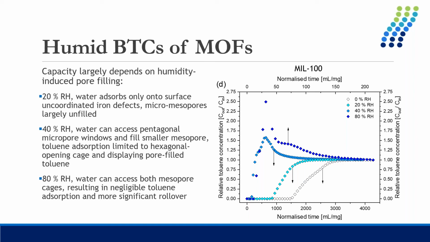When we move to 40% relative humidity, which again is when we're filling the smaller of the two mesopore apertures, water can access the pentagonal micropore windows, and it leads to displacement of toluene. So we see the concentration exceeds 1. And at 80% relative humidity, water is able to access both cages and leads to negligible toluene uptake and also much more significant displacement. So this was really interesting.